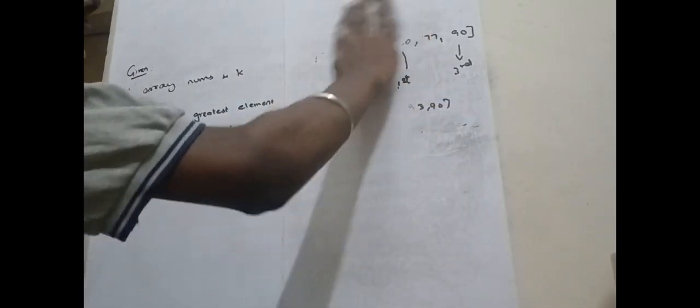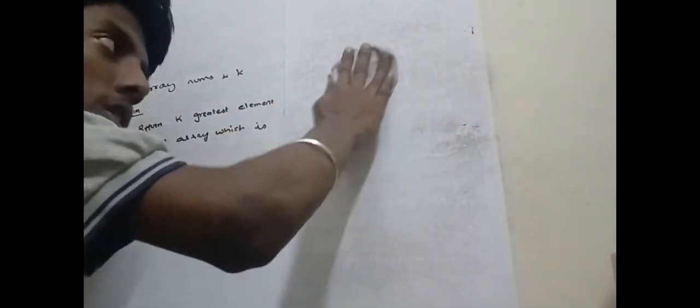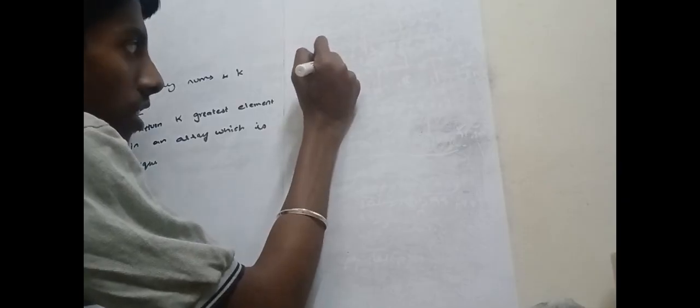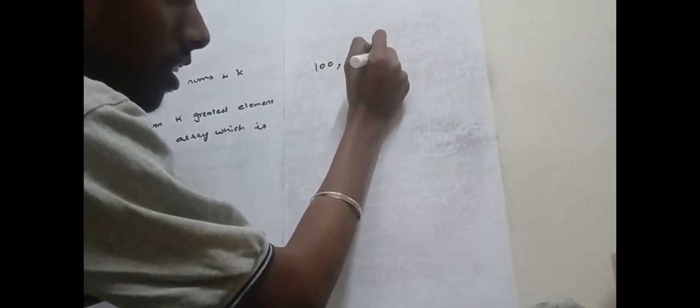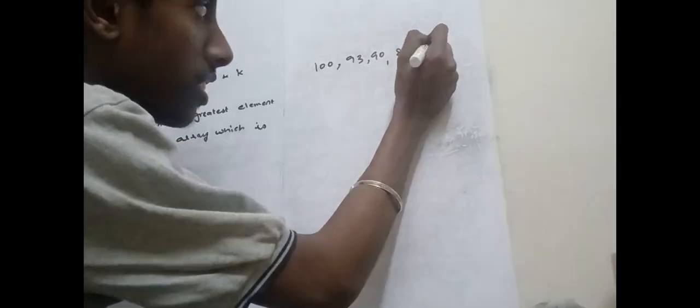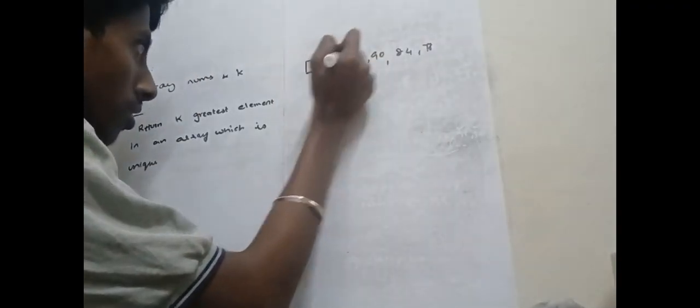Now how do you do it? Obviously you'll have to sort it to get the k greatest elements, or another way is using a heap, but sorting is much more user friendly, so we'll just sort it out. So this is the array which we get from the previous test. Sorted out, 93, 90 and 84 and 77, right?